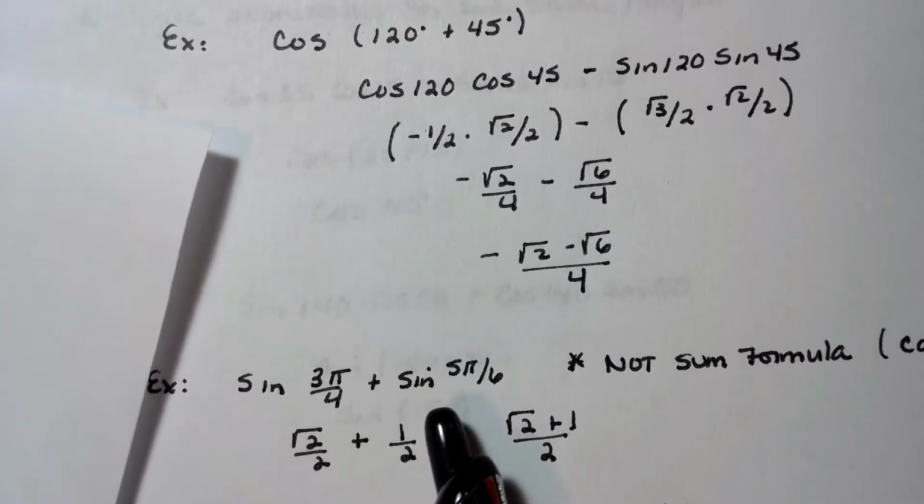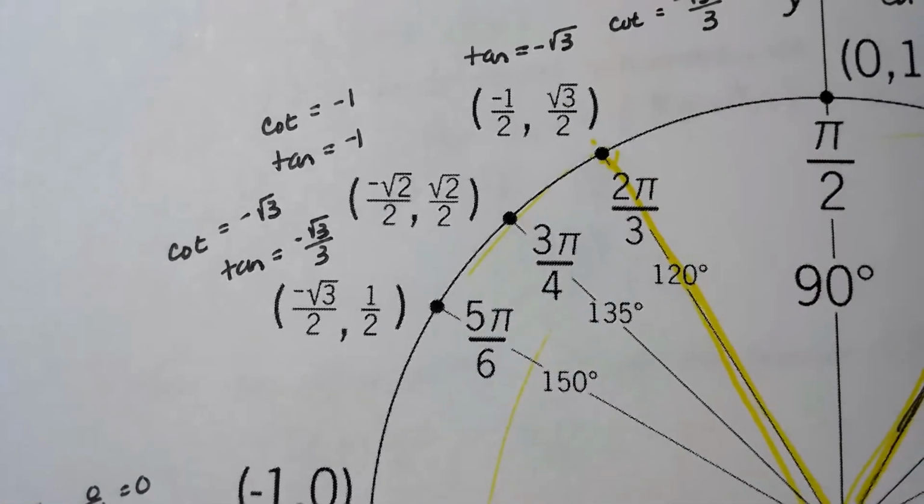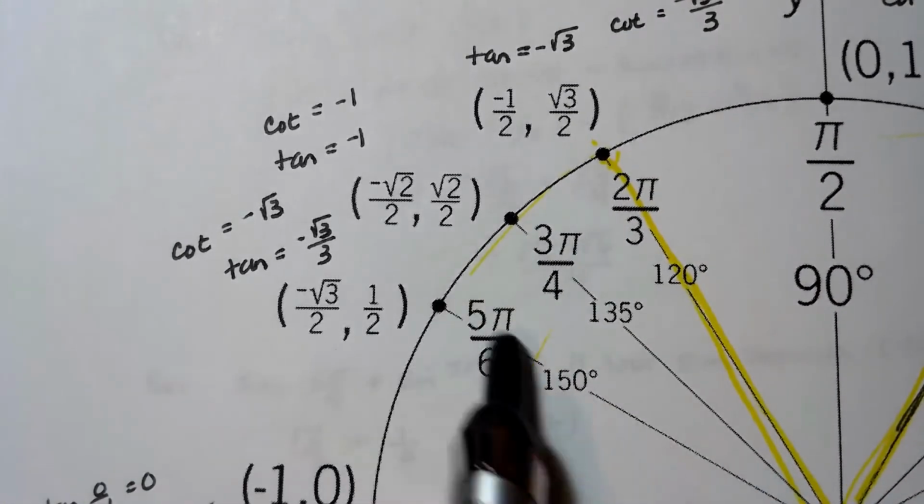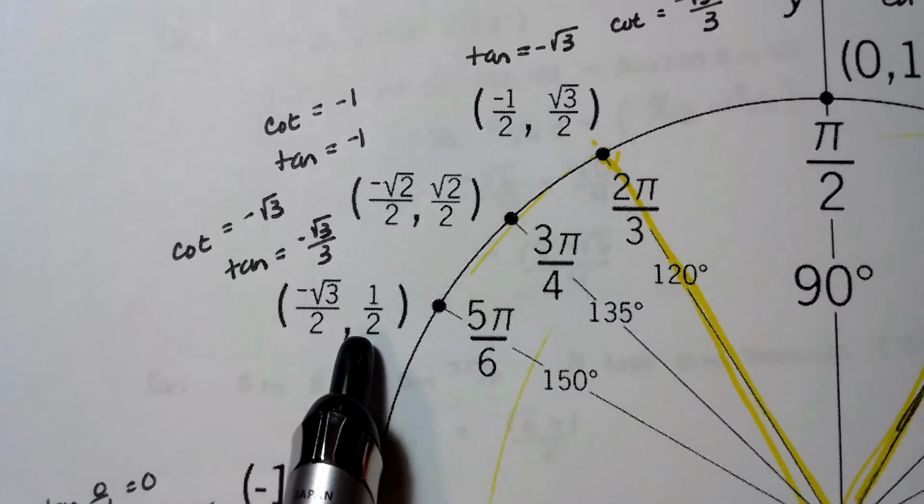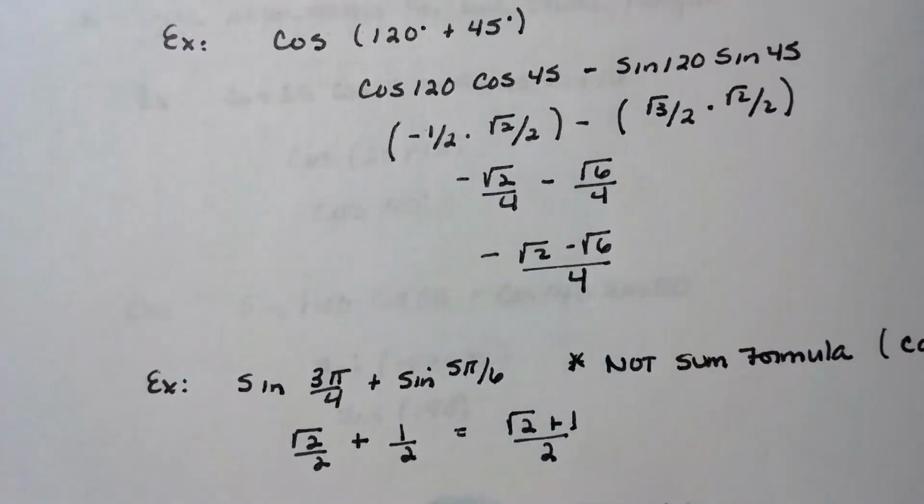The sine of 5 pi over 6, well, I go back to my unit circle and I see the sine of 5 pi over 6, again we're in quadrant 2, is 1/2. So I can replace that with 1/2. And now I can add these together because thankfully their denominators are the same and write it as root 2 plus 1 over 2. So just be careful.